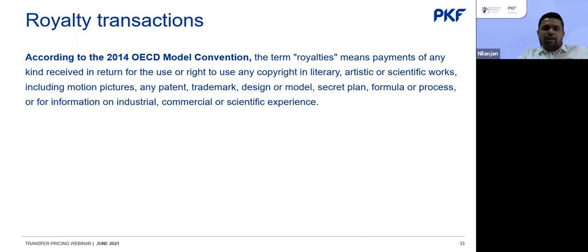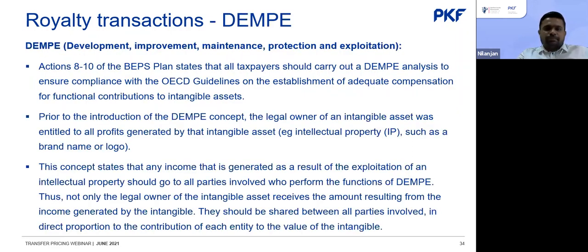Let's look a little bit at royalty transactions, because a lot of new guidance has come in for how to deal with them. Royalties are payments of any kind received in return for the use of copyrights, scientific works, motion pictures, patents, trademarks, and so on. One concept that has come in is extremely important for royalty transactions. I'm not sure how you're dealing with your royalty transactions, whether we are still documenting them based on previous guidance from the OECD or just guidance based on the local legislation. But because a lot of new guidance has come in, we need to base our analysis for royalty transactions on a DEMPE analysis.